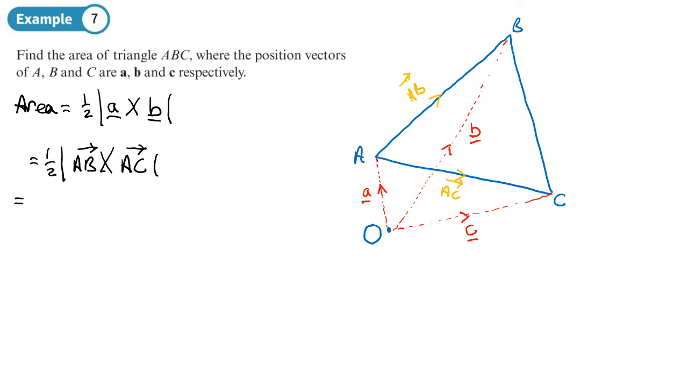The vector AB is going to be B minus A, from A to B, B minus A. Oops, I've done my line in the wrong place, doing that underneath. And my vector that goes from A to C would be C minus A, so C minus A.